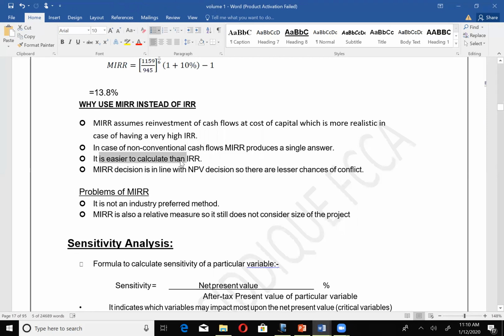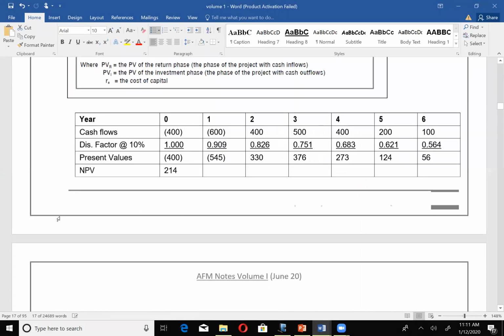Easier to calculate. Problems of MIRR: it is not an industry preferred method. Industry does not know it, managers do not understand it. Again, it is a relative percentage. It does not consider size and exact impact. It is a percentage answer.